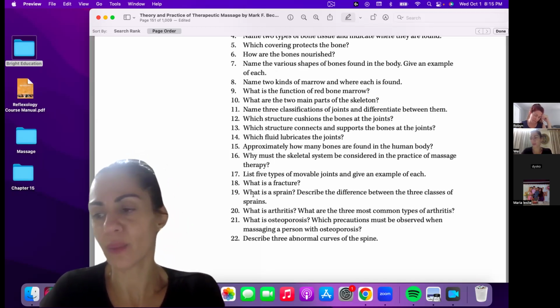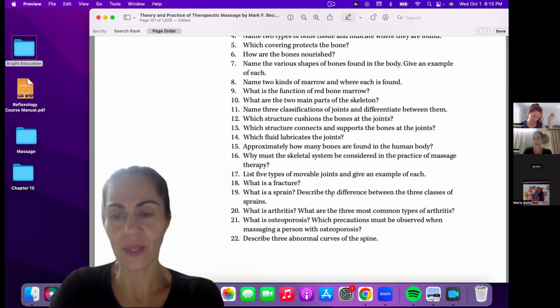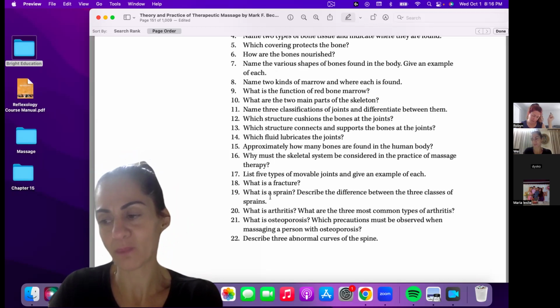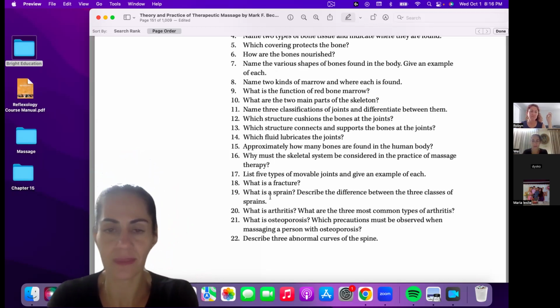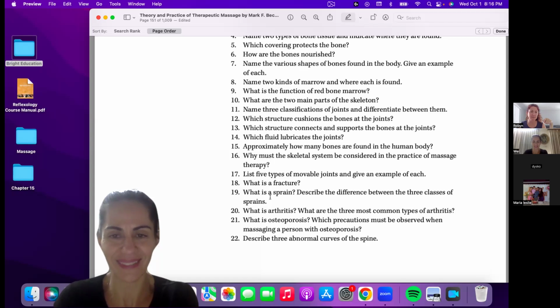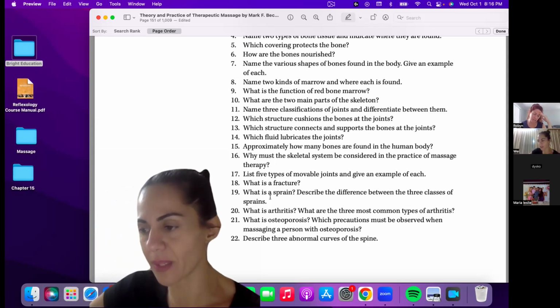Okay, so is 19 the same as you have in the book? What is the sprain? No, that's number 22. Okay, let's go to number 22. What is a sprain? Describe the difference between the 3 classifications of sprain. So first, what is a sprain? What is happening? What is getting injured? A ligament. And what's happening to the ligament? It's tearing, or stretching. Awesome.